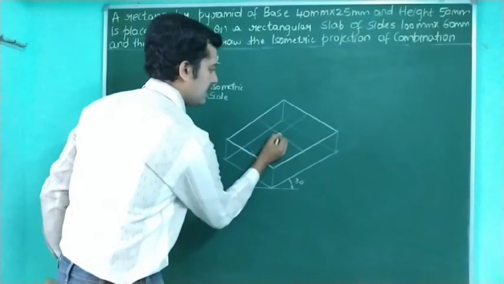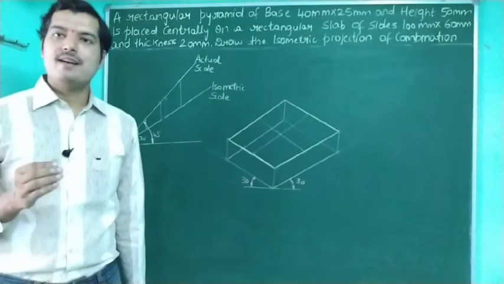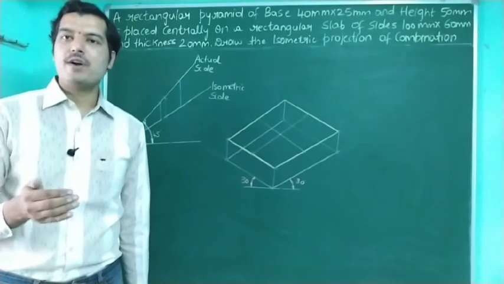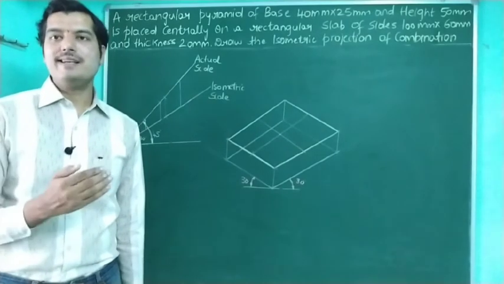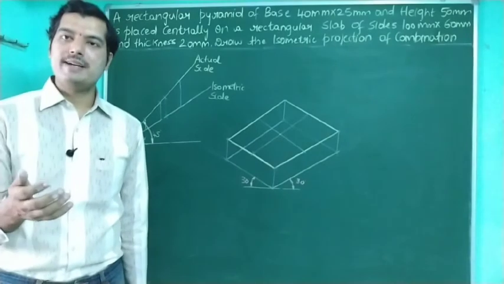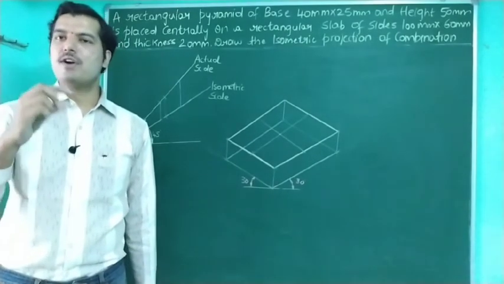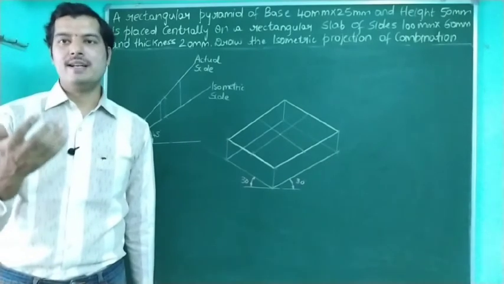Let the thickness be the minimum thickness, and draw one more line. So this is the midpoint that I have got now. At this midpoint, I want to place a rectangular pyramid of base 40 into 25 mm. As I said in the starting part of my video, the first dimension take it towards your right hand side and the second dimension take it towards the left hand side. And the third dimension will always be the height, or you can also call it the depth.